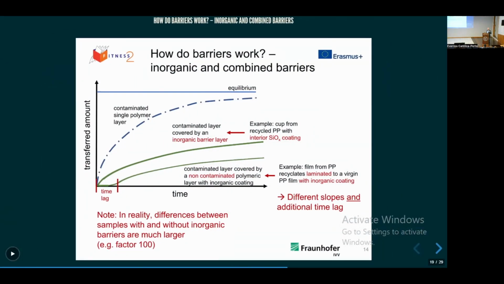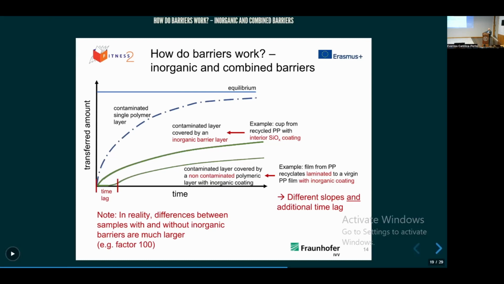Okay, we have other ways of making a barrier. We can, for instance, use inorganic layers, thin deposited aluminum layers, aluminum oxide, silicon oxides. I will show you some examples in a minute. How do they work? There's also a misconception. Many people think that these thin layers are a perfect barrier. They are not. They just reduce the amount of substance transfer by some factor.